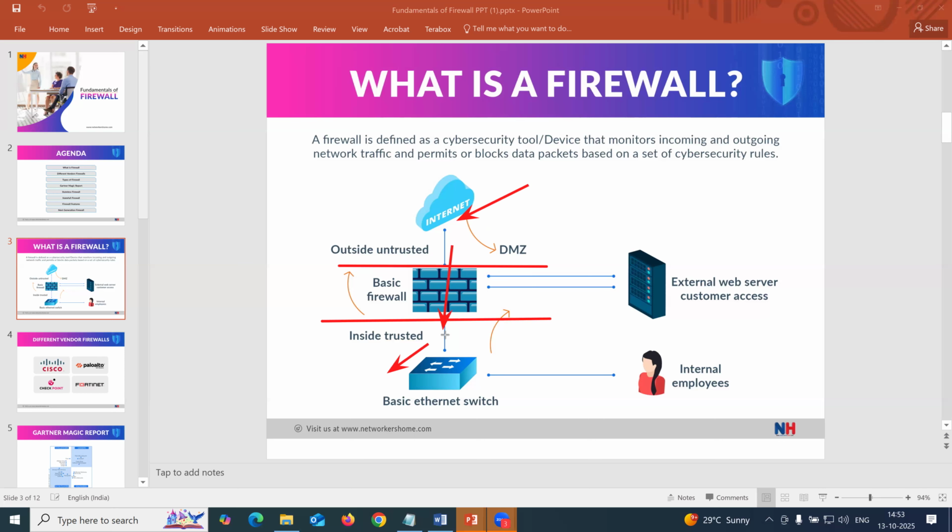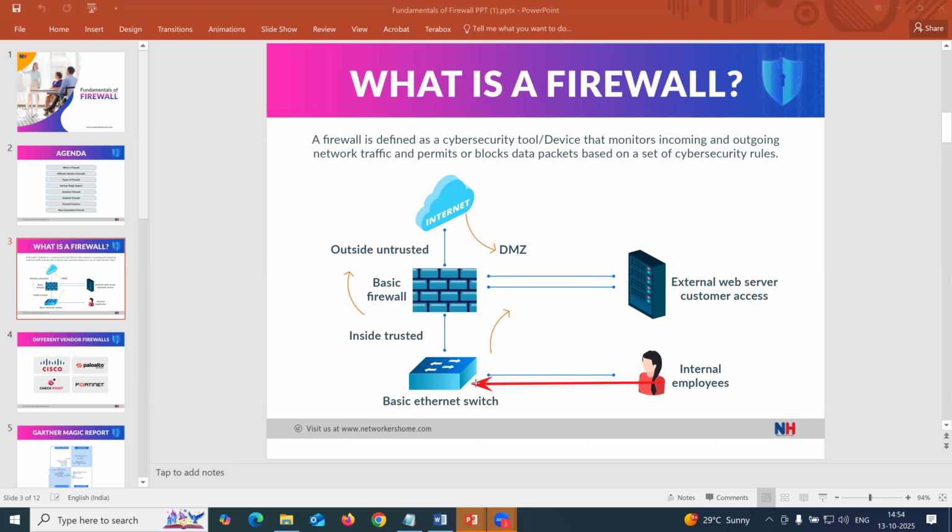Several reasons are there where I might need a separate zone. And when you create a zone, that means your traffic has to pass through the firewall. You have made a situation where traffic has to pass through the firewall. There is no other way. It has to pass. So what will happen?